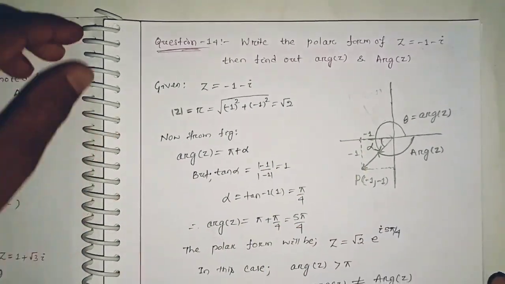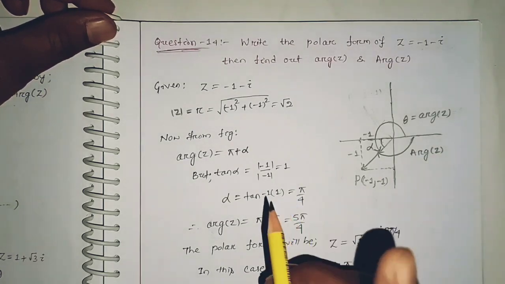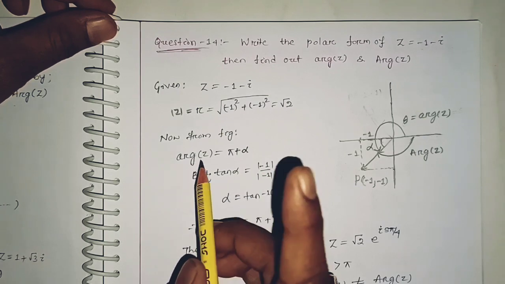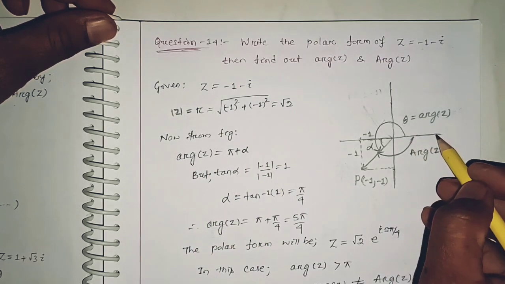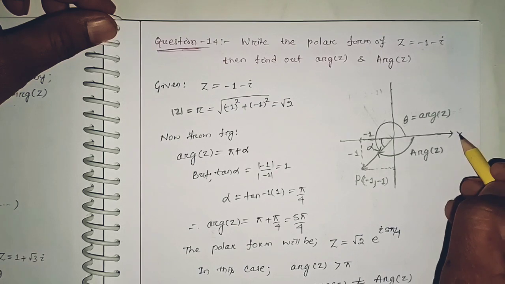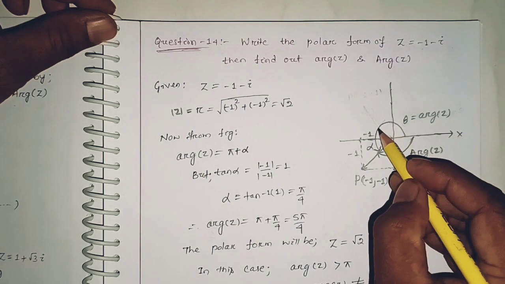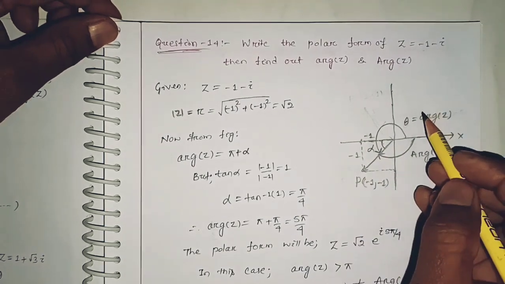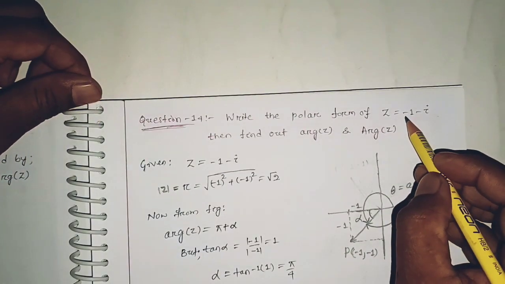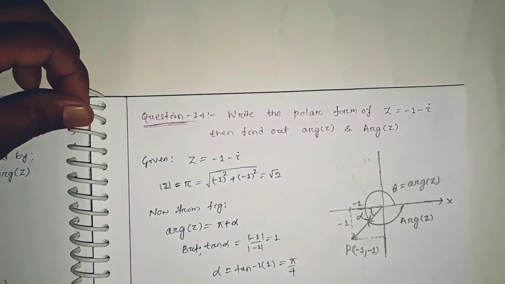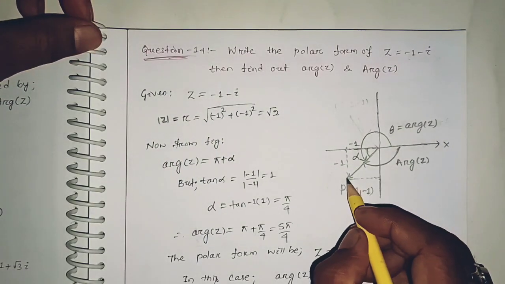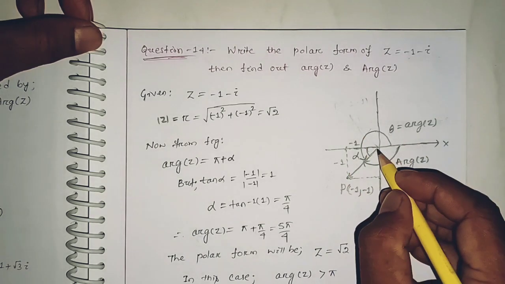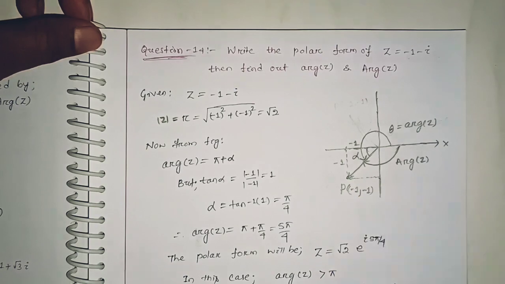From the figure, you have to remember that whenever you are going to calculate the argument, that means the angle made with the positive real axis. This is the positive real axis, to the vector. So this is the point. Here it has been given -1 minus i. That means the location of the complex number is in the third quadrant, -1 and -1. So this is the location, and this is the vectorial form of the complex number.